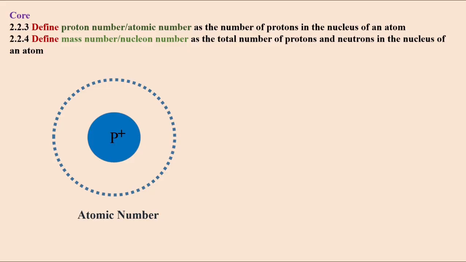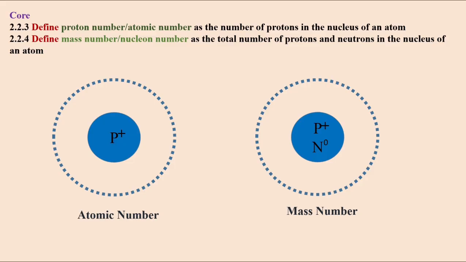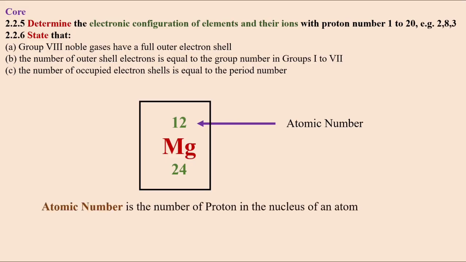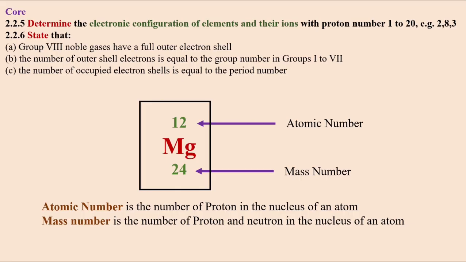Atomic number is the number of protons in the nucleus of an atom, while the mass number is the number of protons and neutrons in the nucleus of an atom. Let's look at this example. Magnesium has atomic number 12, and atomic number is the number of protons in the nucleus of an atom. And it has mass number 24, and mass number is the number of protons and neutrons in the nucleus of an atom.